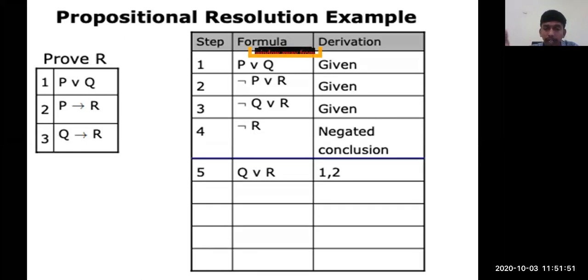So P and negation P are the conflicting terms. According to your resolution principle, if there are any conflicting terms, we need to cancel them and get some solution. That is Q or R is the desired solution from your steps 1 and 2. Similarly, we'll go ahead with the next step.